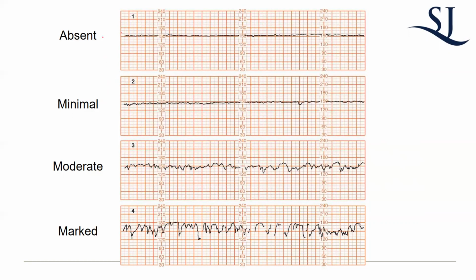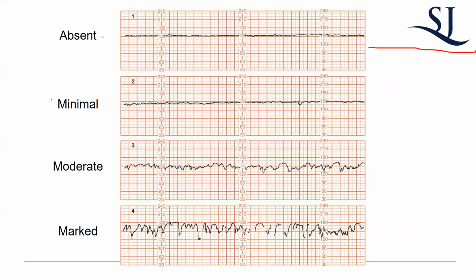Now, absent is more or less a straight line. Little blips here and there, but even something that looks like this, even if it goes down a little bit, that's absent variability. And absent variability will actually look a lot like your maternal baseline. Not many fluctuations. That's not good. Remember that you want it to fluctuate.